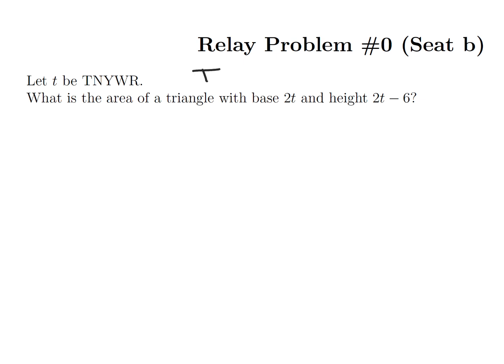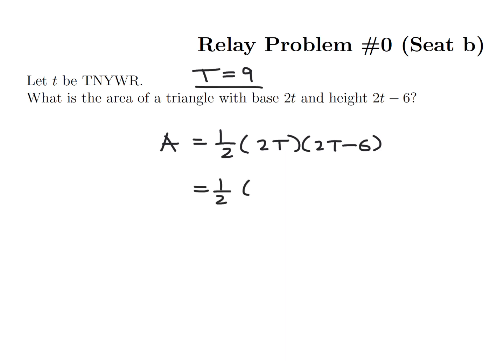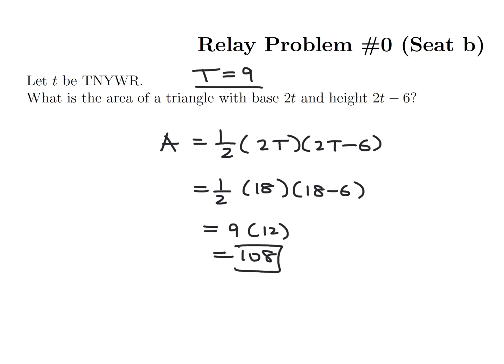T is the answer to the previous question, which is 9. What is the area of the triangle with the base 2t and height 2t minus 6? So the area is 1/2 base times height. So 1/2 base, which is 2t, times the height, which is 2t minus 6. If we sub in t equals 9, that would be 18, and that would be 18 minus 6. So that looks like 9 times 12, and I believe that is 108.